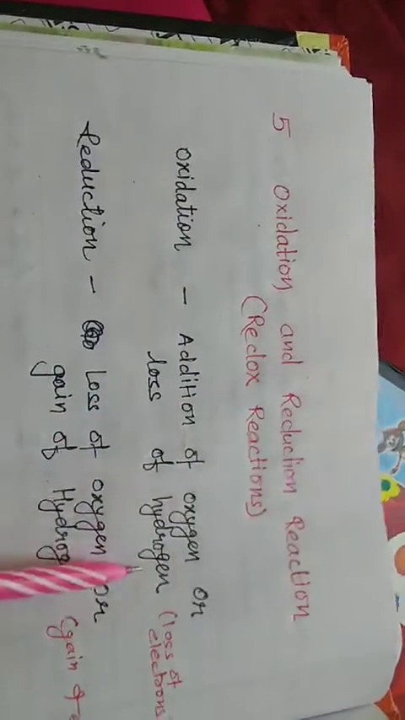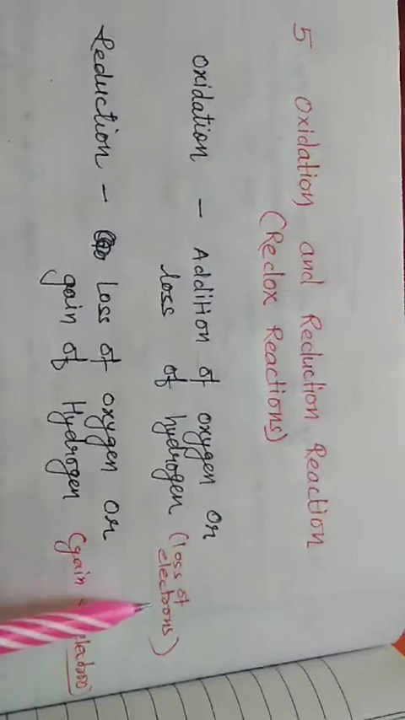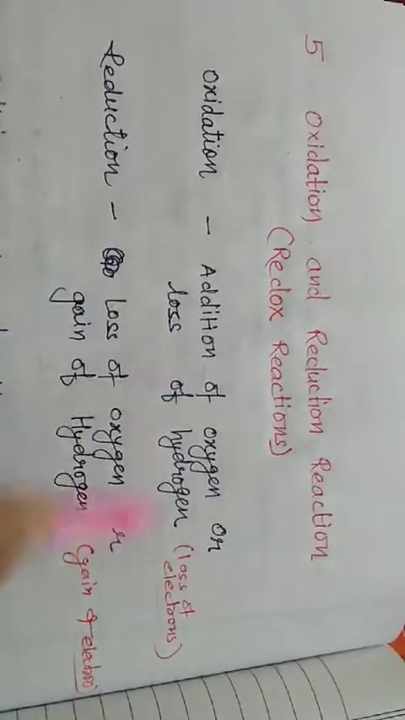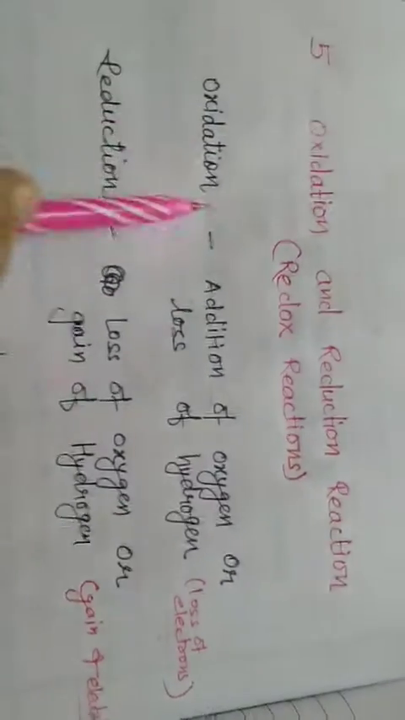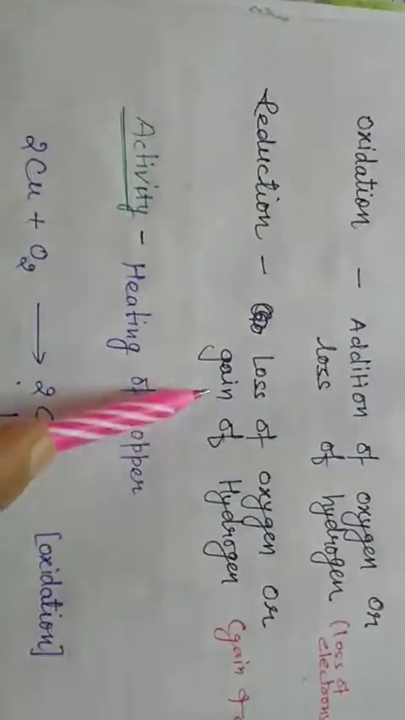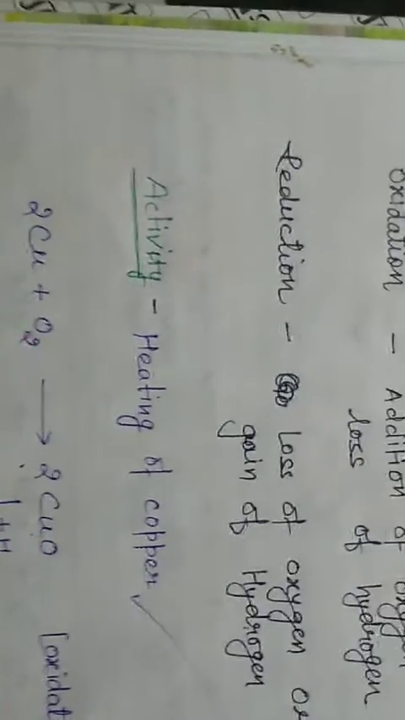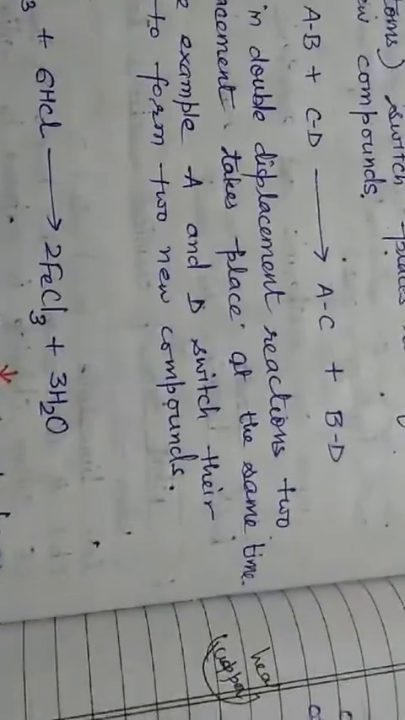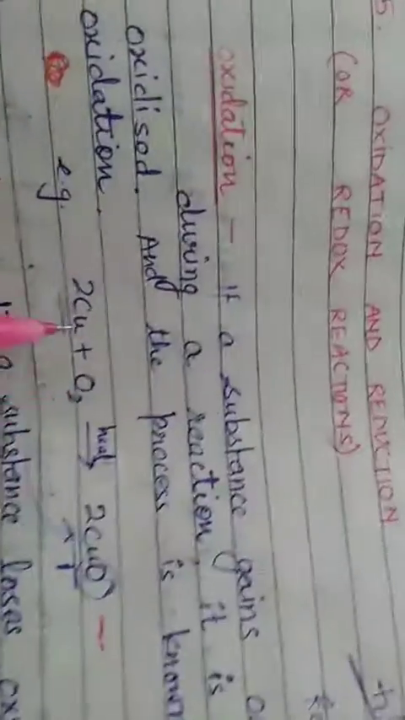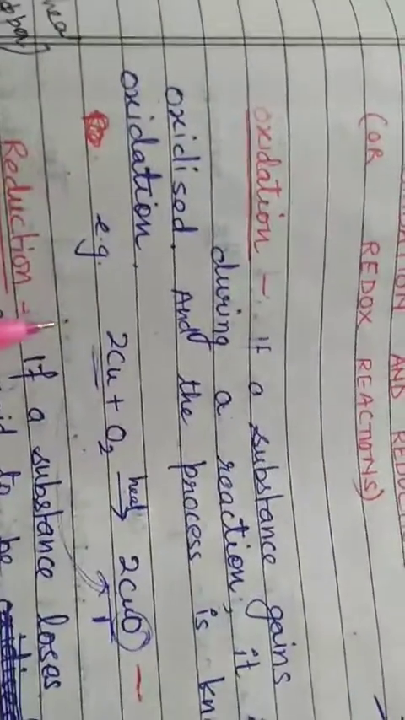Now this is oxidation, addition of oxygen, loss of hydrogen, and there is one more electronic concept. I don't think you need to study it, but in simple terms loss of electron is also oxidation. Loss of oxygen or gain of hydrogen or gain of electrons is reduction. Okay? Activity, heating of copper, I just explained to you. After this there is one more thing, oxidizing agent. Oxidizing agents are the substances which help in oxidation of other substances. Those are called the oxidizing agent.